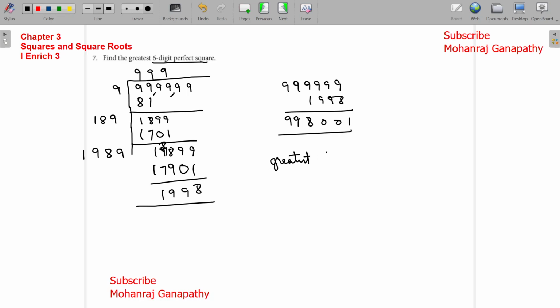So the greatest 6-digit perfect square number is 998001.